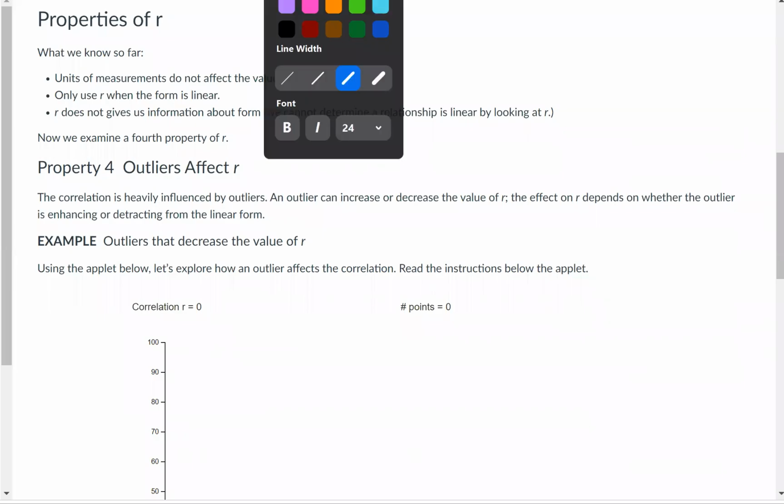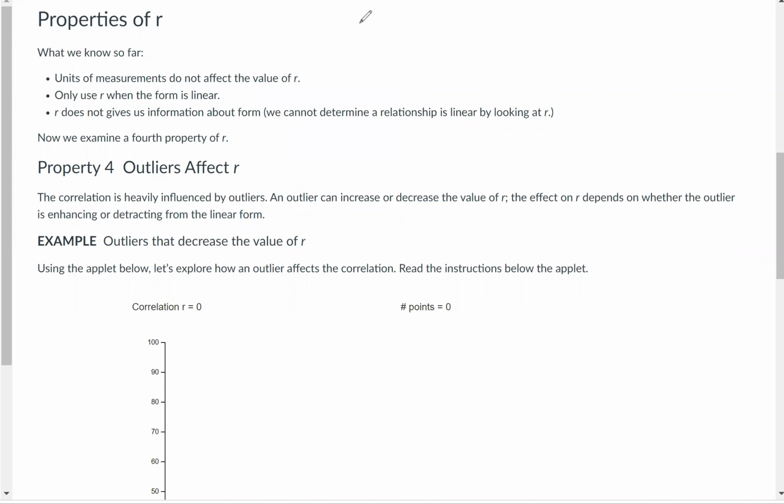We've gone through 3 properties of r so far. Now we'll look at a 4th property. Just to review, the ones we know so far are that first, the units of measurement do not affect the value of r. If you change from feet to meters, for example, r stays the same.